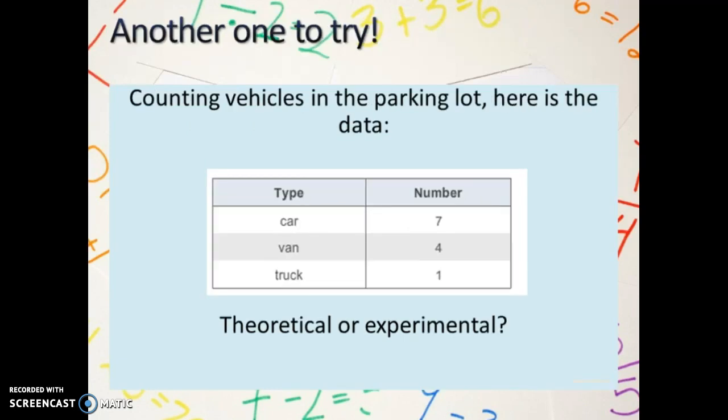Let's try another one. Counting vehicles in the parking lot. Here is our data. Is this theoretical or experimental? This one is theoretical. Here we have a set number of our total. We're just looking at the cars in that parking lot. So we have a possible total outcome, and then we're looking at how many cars out of the total, how many vans out of the total, and how many trucks out of the total.